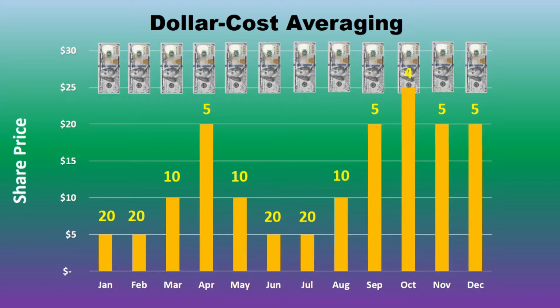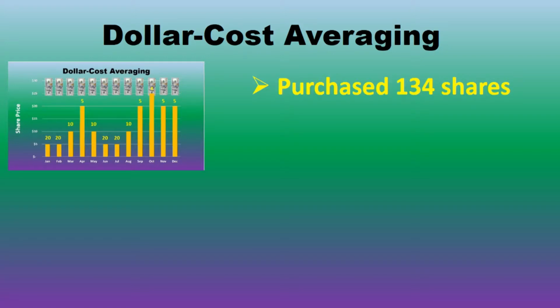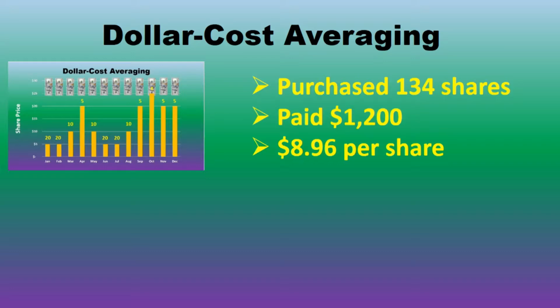So over the year, in summary, you purchased 134 shares. You paid $1,200 for those 134 shares, right? $100 per month over 12 months. Your average purchase price was $8.96 per share. And again, we're totally ignoring transaction costs. You may pay $8 a trade, so let's say 8 trades over 12 months, that's just under $100 in expenses on trades, but we're just ignoring that.